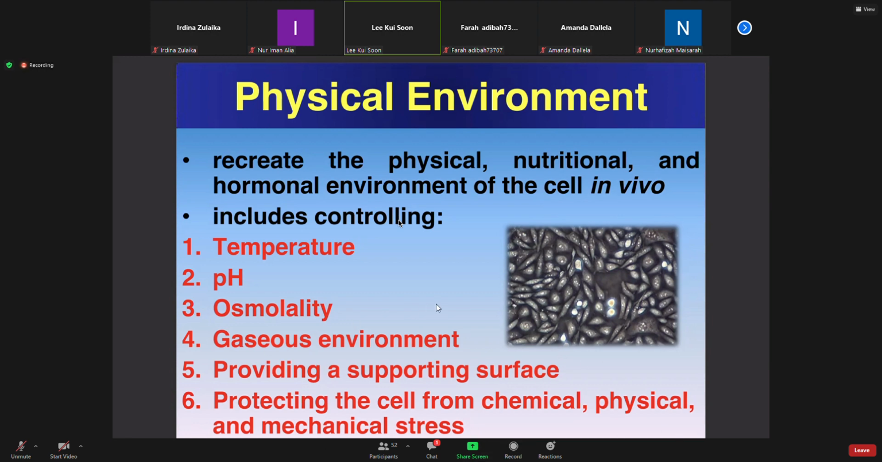The same also applies to the pH, because some animal cells prefer low pH and some prefer higher pH. This is also the same for the osmolarity. Some animal cells prefer higher osmolarity and some prefer lower osmolarity. As for the gaseous environment, some animal cells probably need a higher CO2, and some might not need that. Also, you need to provide a supporting surface for the cells to continue to grow, especially for anchorage dependent cells. Okay, and also protecting the cell from chemical, physical, and mechanical stress.